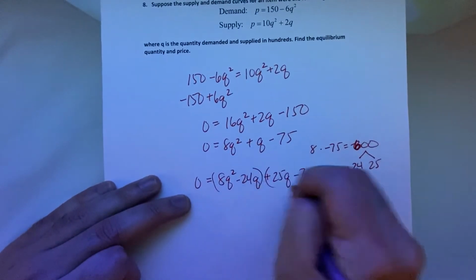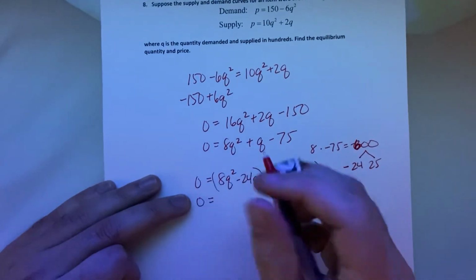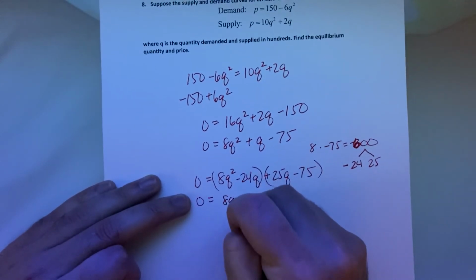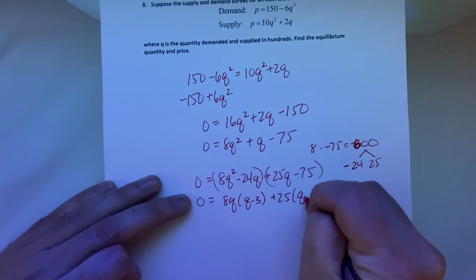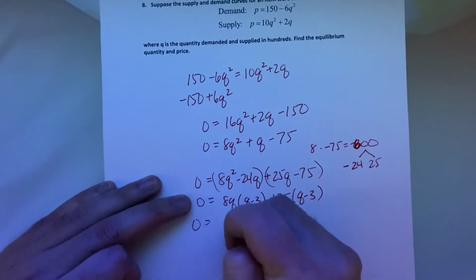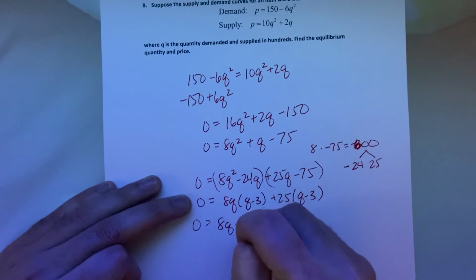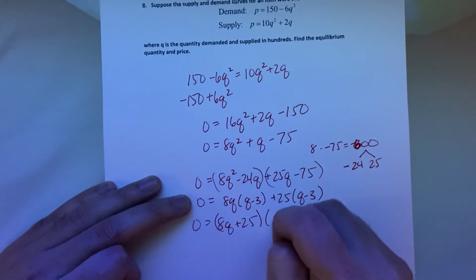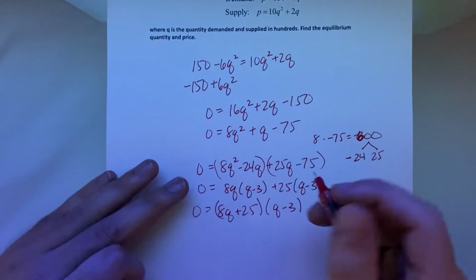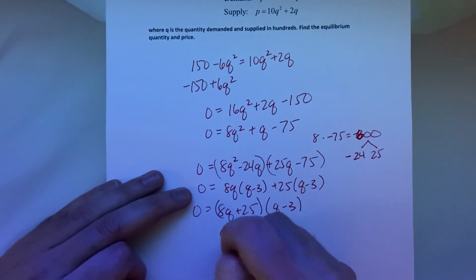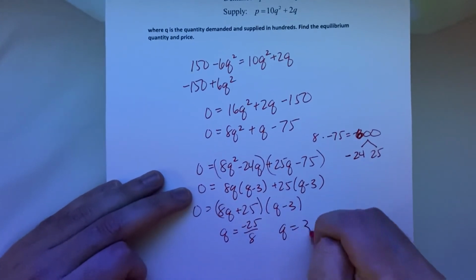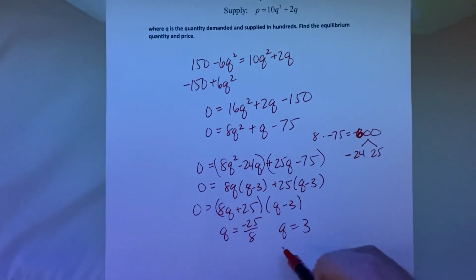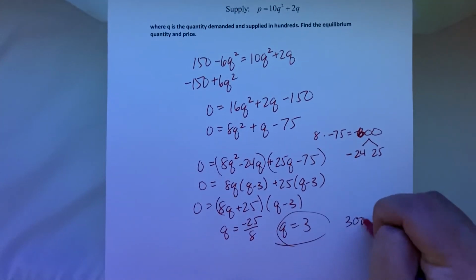Factor by grouping. 8q times q minus 3 plus 25 times q minus 3. So when I factor, I get 8q plus 25 and q minus 3. This produces either q is negative 25/8, not likely, or q equals 3. You can't produce a negative amount, so it has to be this one, so 300 units.